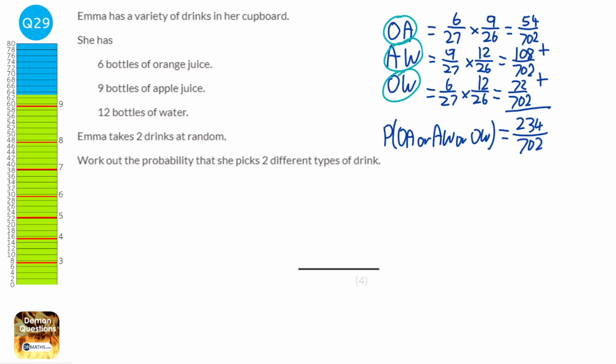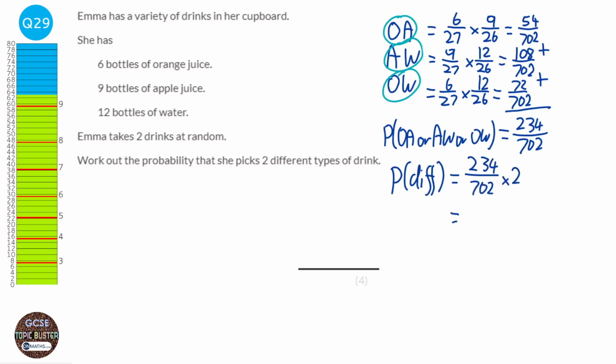Now, I said we would deal with the reverse situations now. I'm going to deal with that now. And as I said, OA is going to be equal to AO, AW is equal to WA, and OW is equal to WO. So all we need to do to find the probability that the drinks are different is get the 234/702 and just double it. And we can do that by just doubling the numerator, so 468/702. That cancels down to 2/3, so there is a 2/3 chance that the drinks will be different.